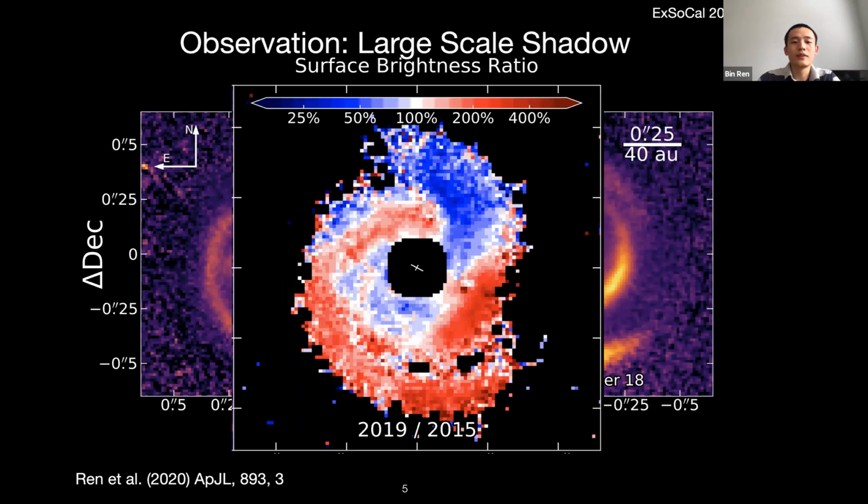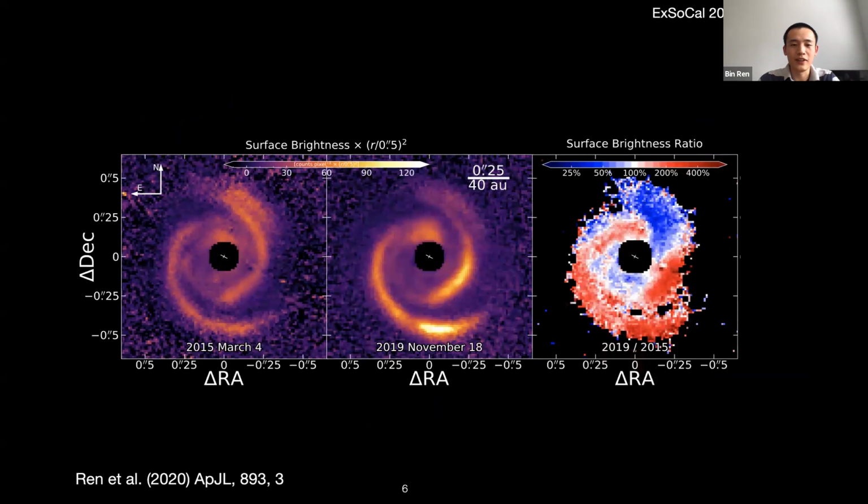And when you compare the intensity of the images by dividing them, you will see that the southern part is brightening by a factor of 2 or 4, while the northern part is dimming by a factor of 2 or 4. So there is something happening over here. And what is more, there's similarly some clump that has migrated outwards, and here is the general picture.